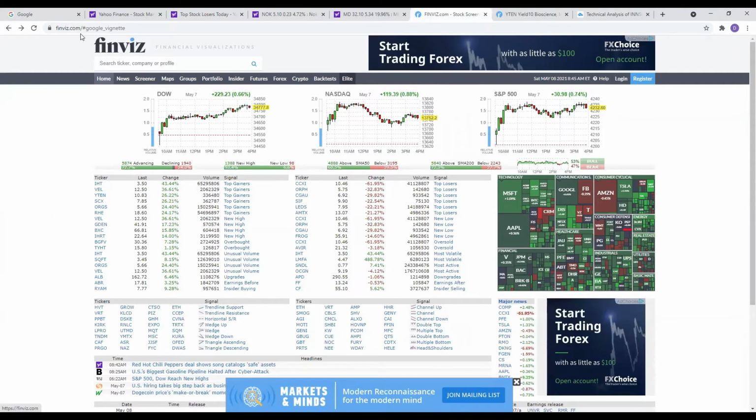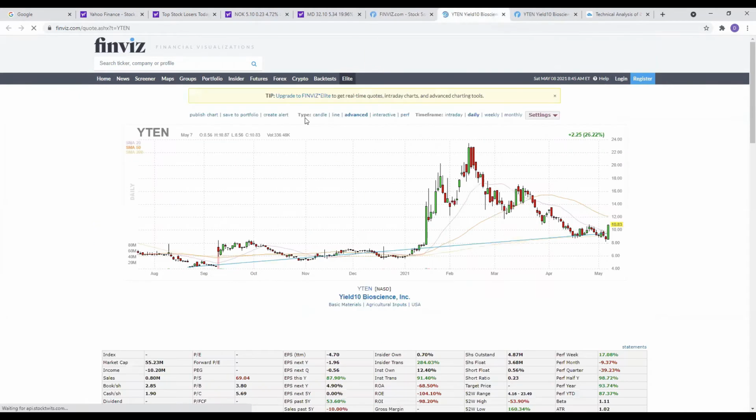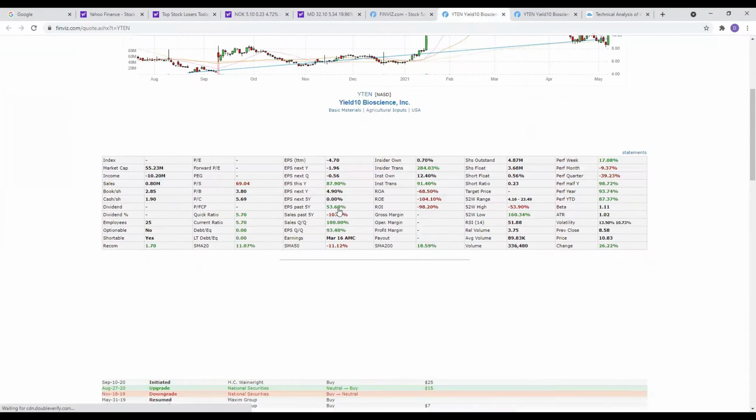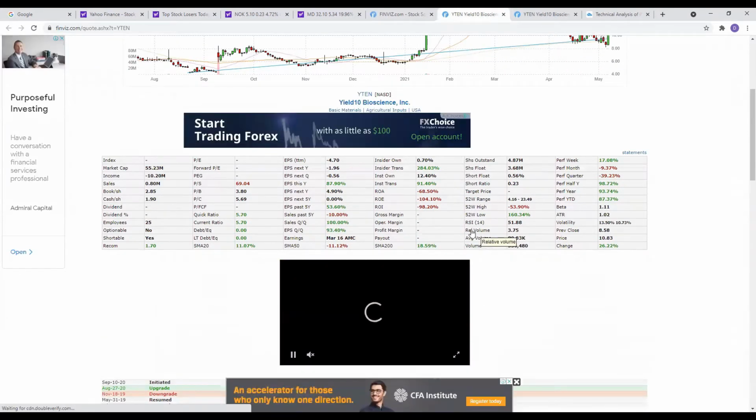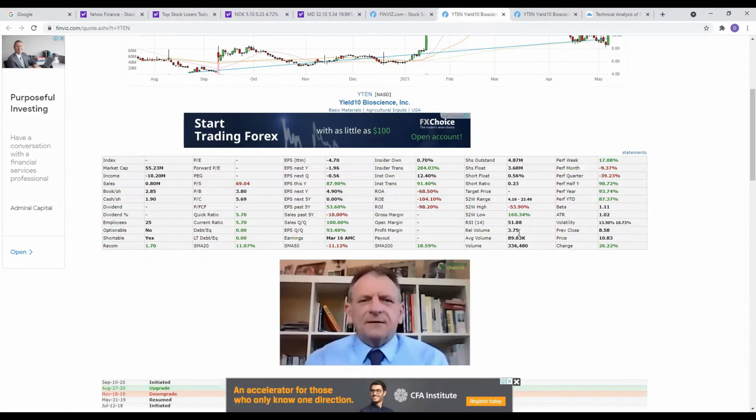So we go to Finviz, and then we click a stock. I click a random stock, and I go to relative volume. This is the relative volume, REL volume. It is 3.75. This means that this stock is trading 3.7 times higher than it normally trades.